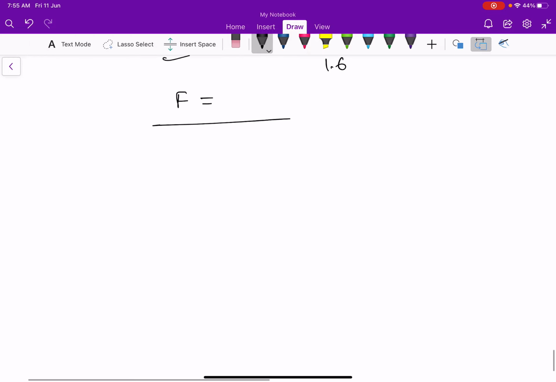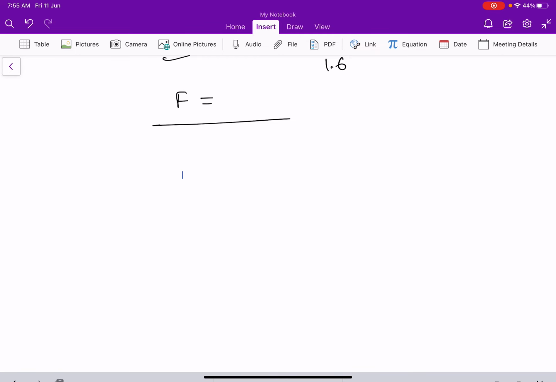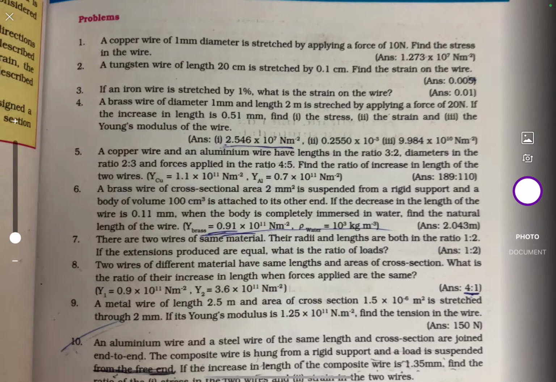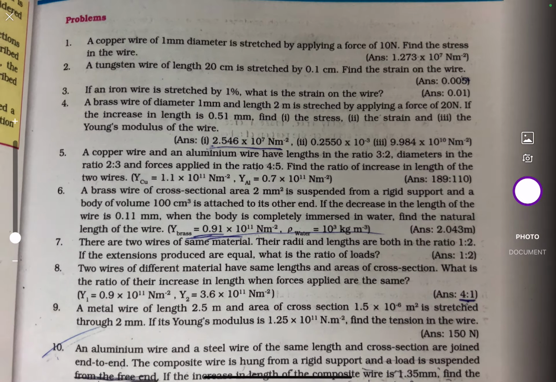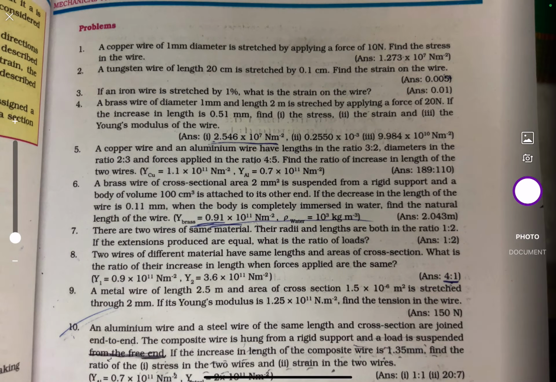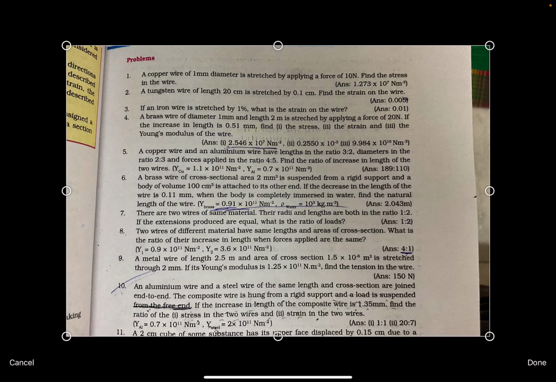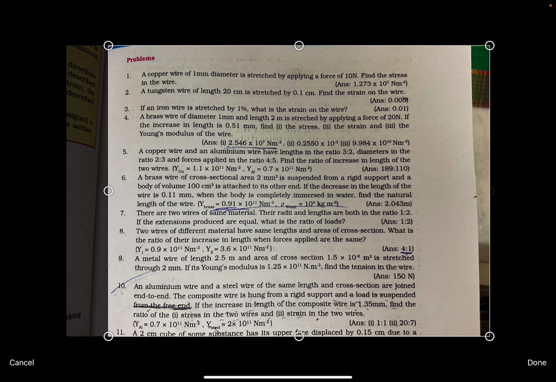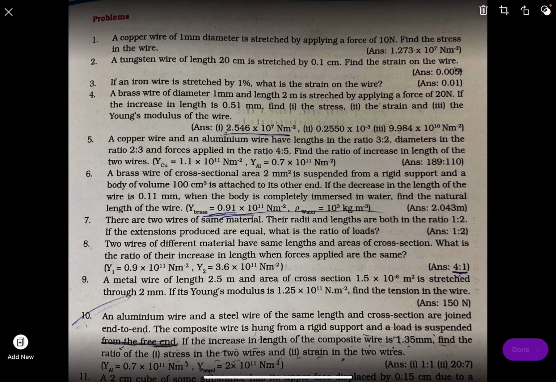Now I am going to give you some homework problems to solve at home, which are similar and based on stress, strain and Young's modulus. I will give you hints for these questions first. You can solve on your own.